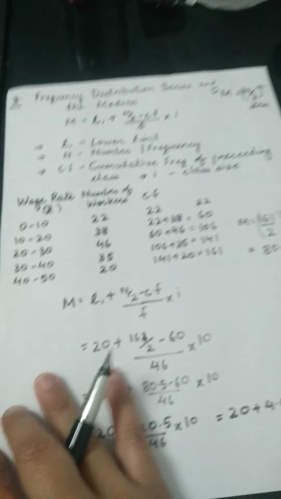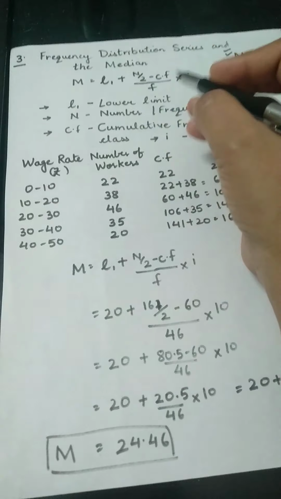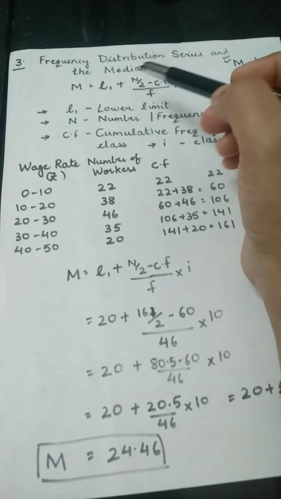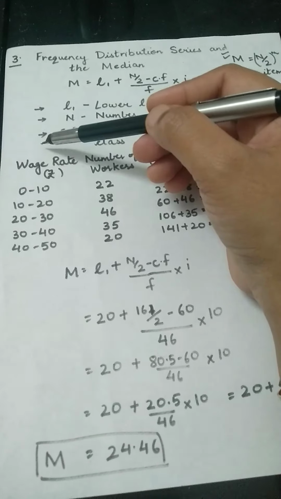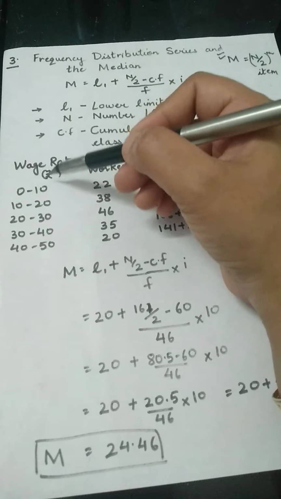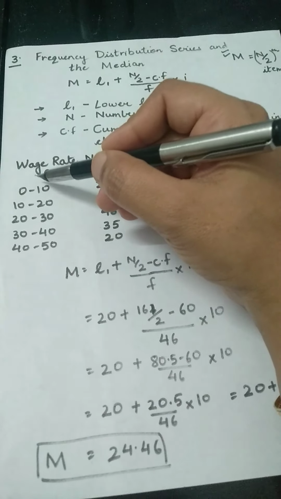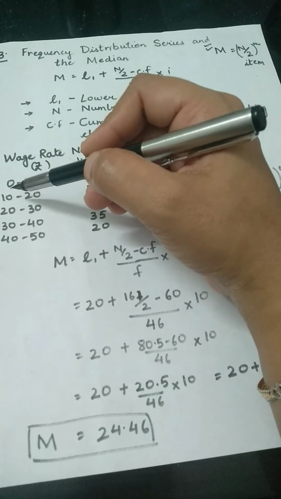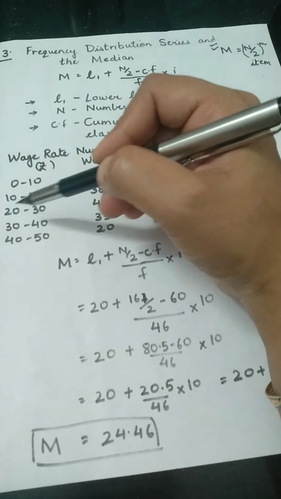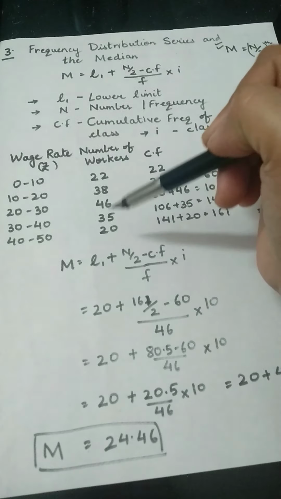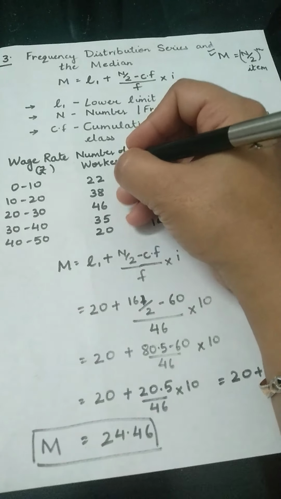Similarly, we have to find the median for the frequency distribution series. The difference between the discrete series and the frequency distribution series is that in the discrete series, a size was given to us, but in the frequency distribution series, we are given the class size. Over here, we have the wage rate in the intervals 0 to 10, 10 to 20, 20 to 30, 30 to 40 and 40 to 50. The number of workers will come out to be the frequency.